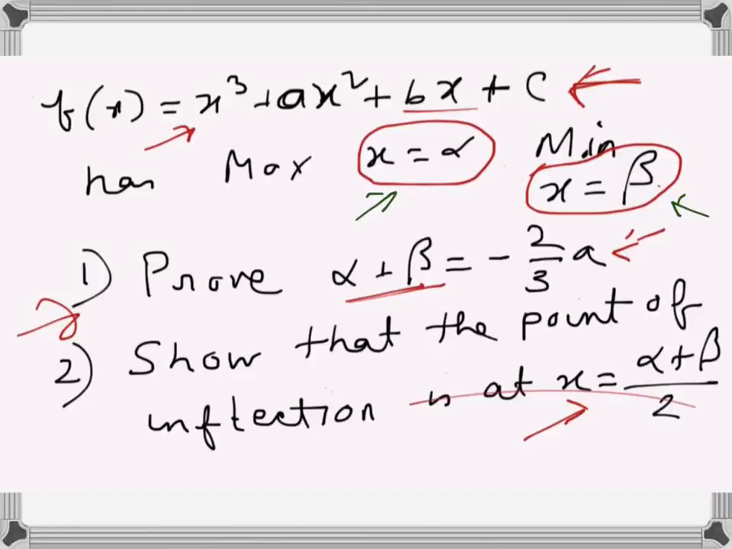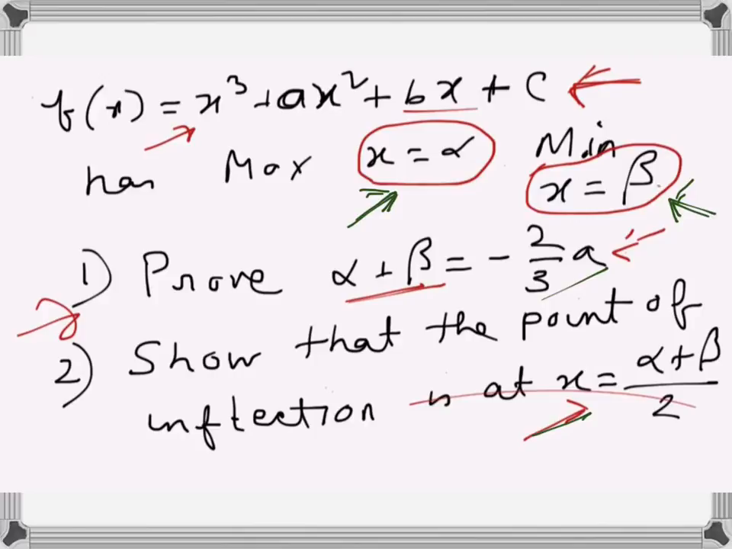So a cubic function is given, and it has a relative maximum at x equals alpha and a relative minimum at x equals beta. That means these are the stationary points. We have to prove that alpha plus beta is equal to minus 2/3 a, and also that the point of inflection is at x equals alpha plus beta over 2.